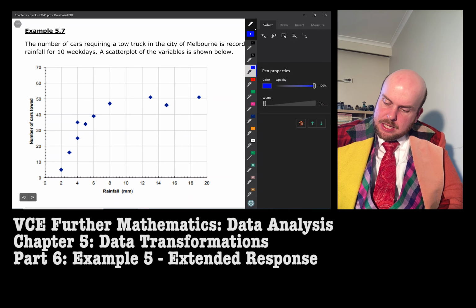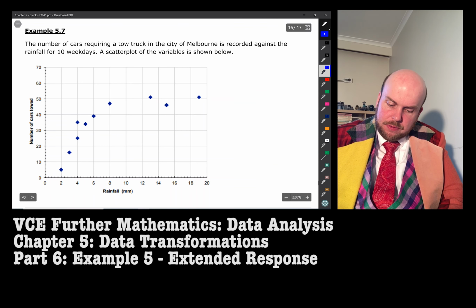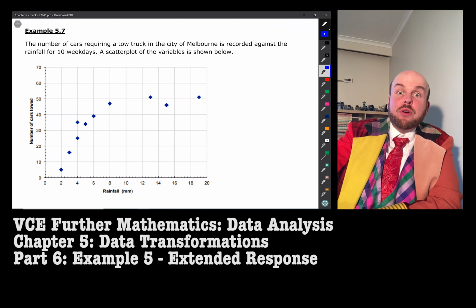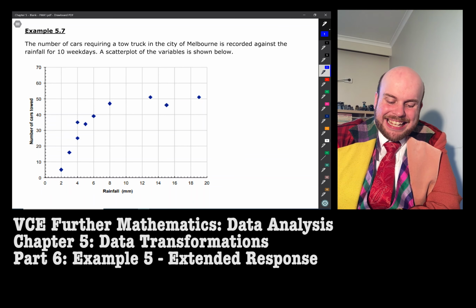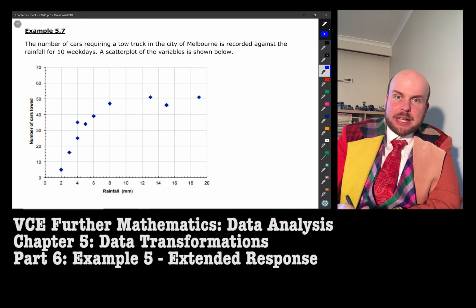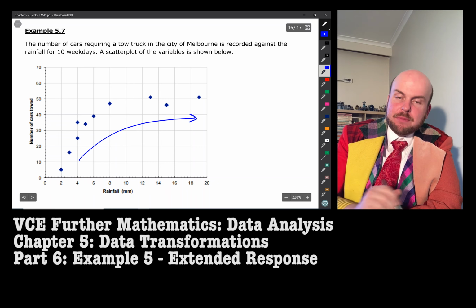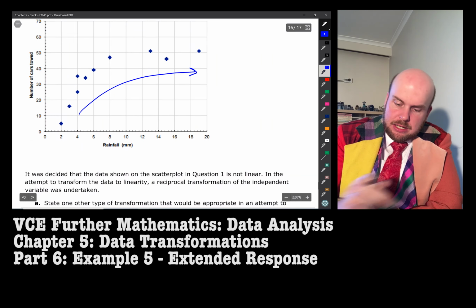So it says here that the number of cars requiring a tow truck in the city of Melbourne is recorded against the rainfall for 10 weekdays. A scatter plot of the variables is shown below, and we can see here this is quite clearly forming some sort of non-linear curve.